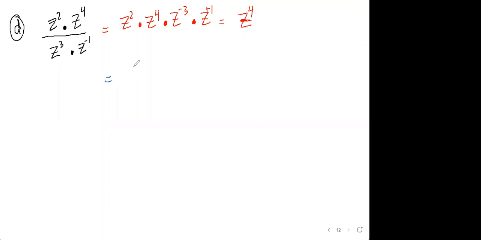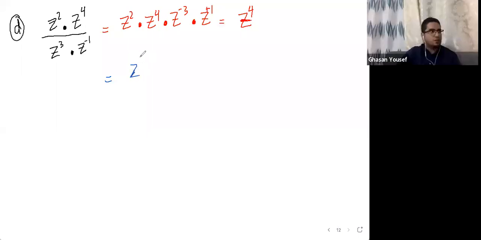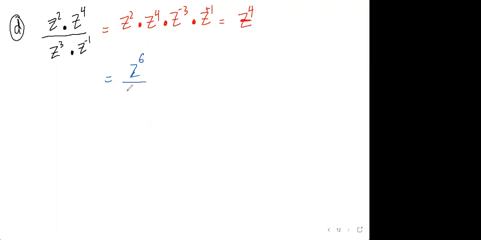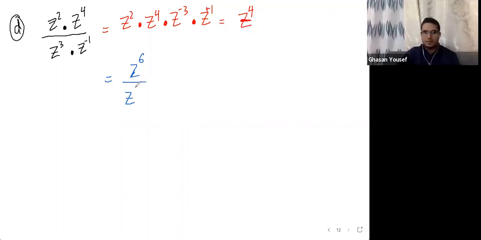I did z for the numerator. I just did 2 plus 4, which is 6. So you write z to the power 2 plus 4, they give you 6, right? Yes. And then over z to the power 3 minus 1, they give you 2.